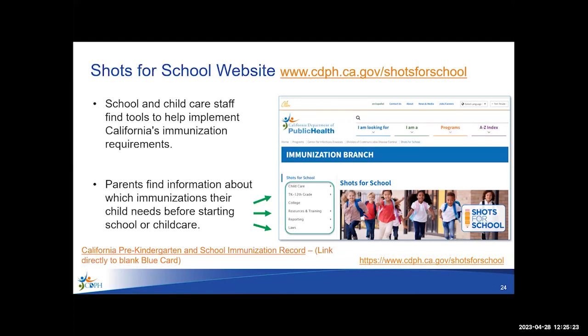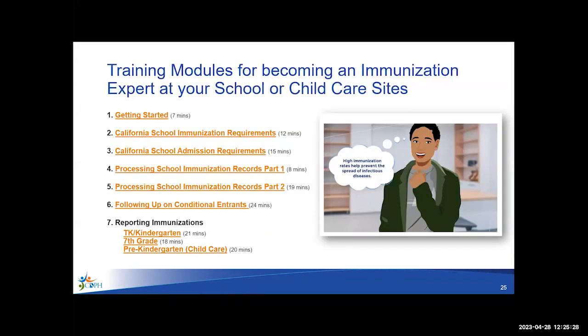I also wanted to point out on the next slide that we have some training modules that are newly produced, also as a result of COVID funding. These have to do with how to become an immunization expert for your school or childcare facility. The number 7 at the bottom of this has specifically to do with immunization reporting, and you all very recently turned in your annual immunization reports. Thank you for that. The rest of these 1 through 6 are actually geared towards schools.